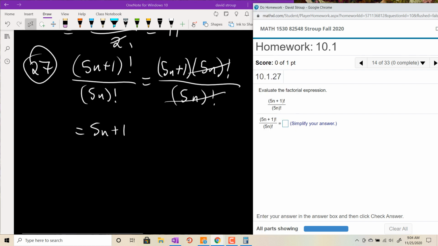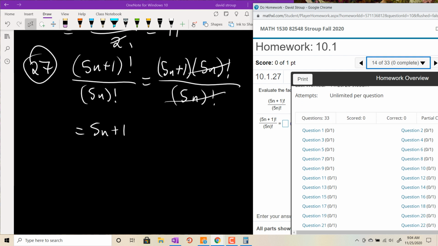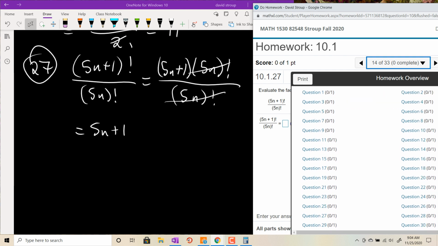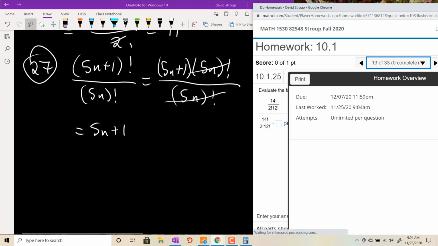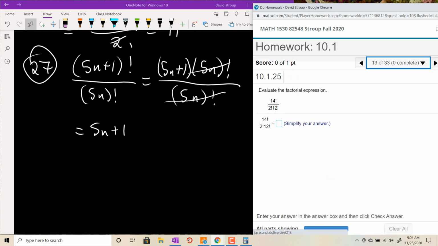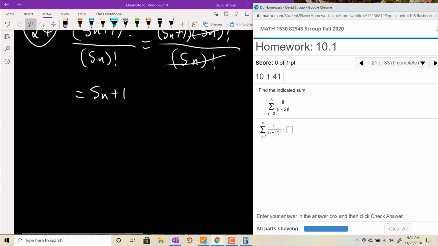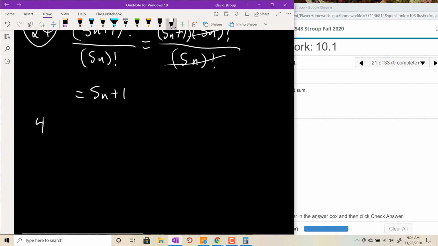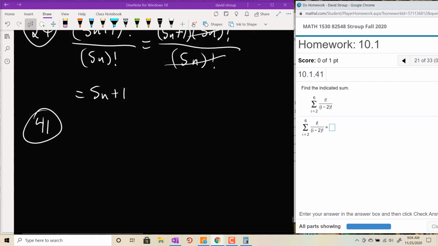Okay, let's not go through all of these. Let's skip ahead to the summation types. Whoops, I went backwards. Sorry. Okay, so is that in my set? Yeah, 23 to 53. So this is problem 41. I just want to expand it and then add it all up.